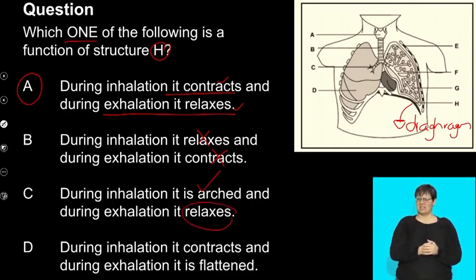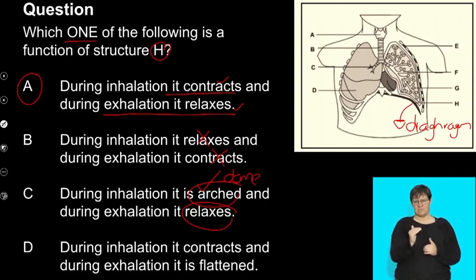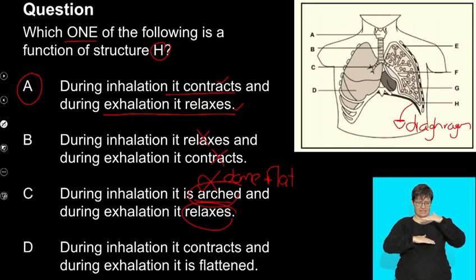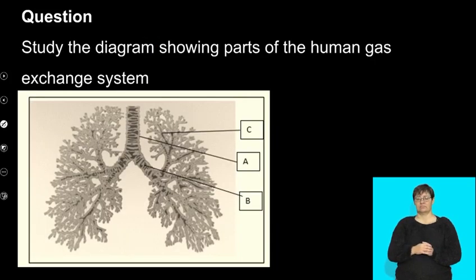What do we mean by arched? It's more dome shaped. So we're not going to use arched. What do we want to say? It is flat. So there we go, neither of those. Right, during inhalation, it contracts, and yes, that's correct, and during exhalation, it flattens. No, it arches. So I go back to my A, yes, that's correct, and I'm going to tick it.